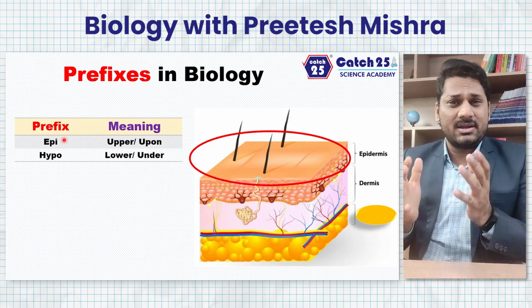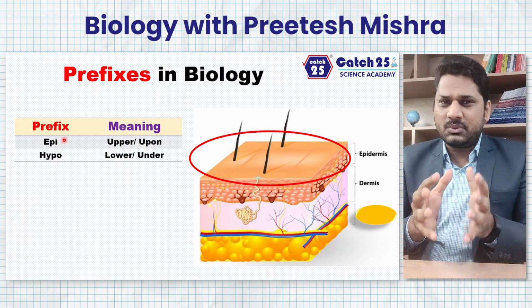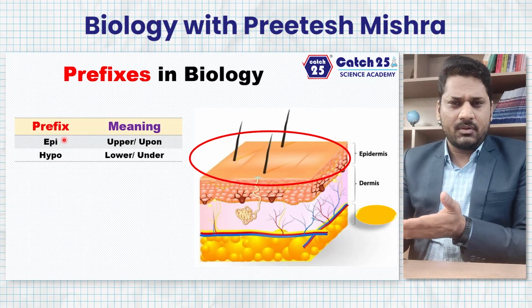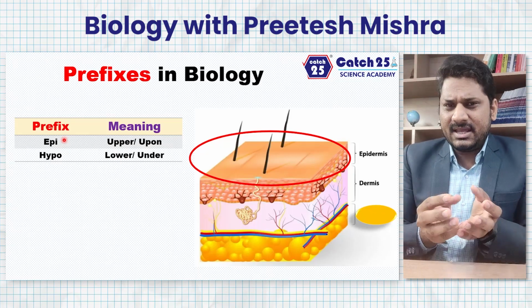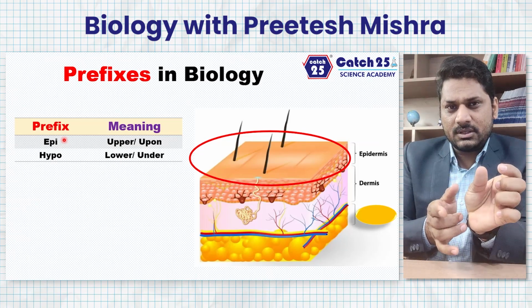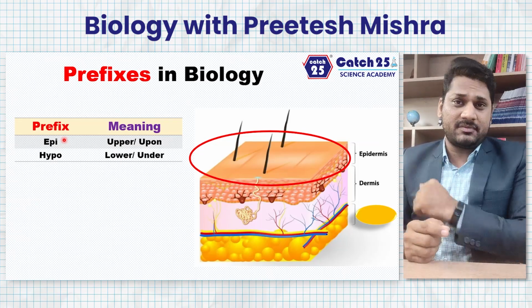Many a times while learning biology, we tend to avoid these terms. Like we never get into the crux of it. Like for example, why am I using epi? Is there any meaning to this entire term, or does this epi mean something? So over here we realize epi means upper or above.